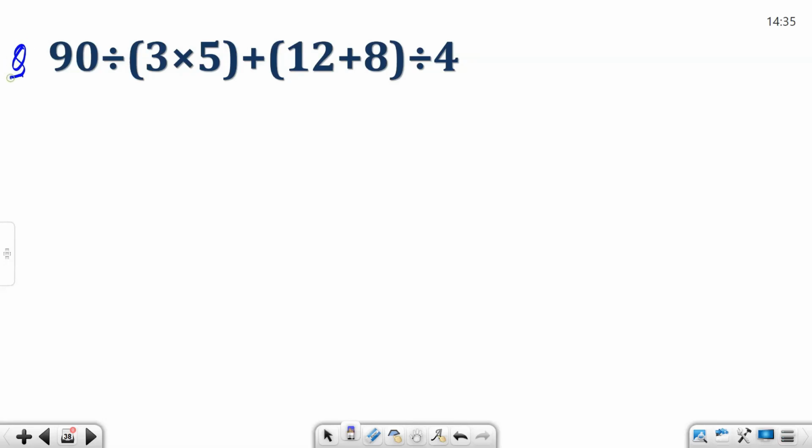The question is 90 divided by bracket 3 times 5 bracket close, plus, in the bracket, 12 plus 8 bracket close, divided by 4. According to PEMDAS, we'll solve the brackets first. So now the solution.